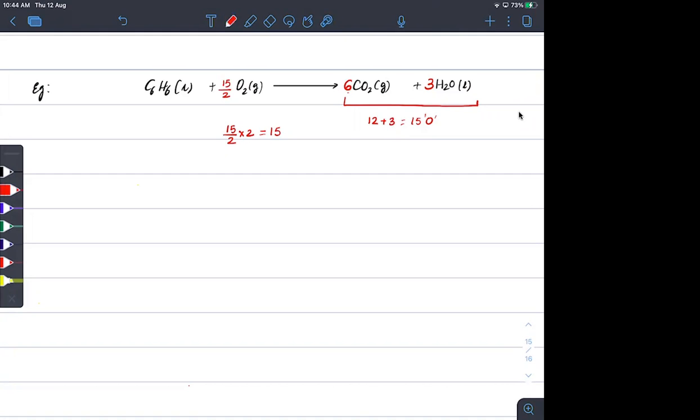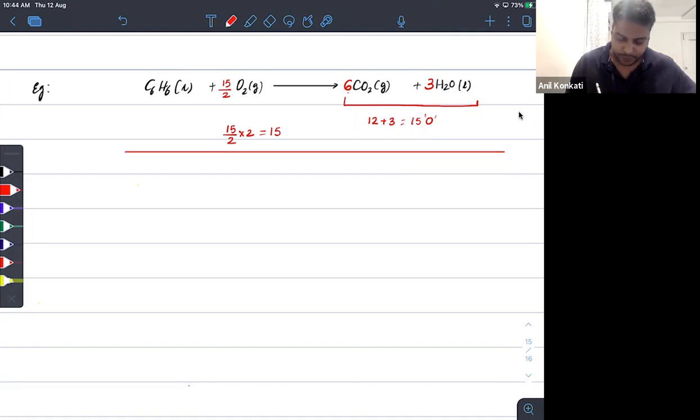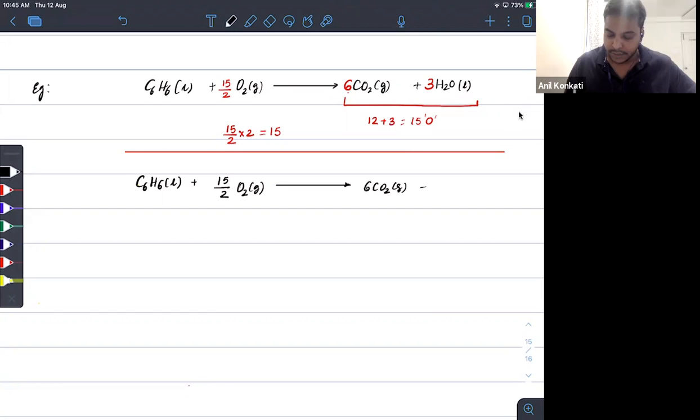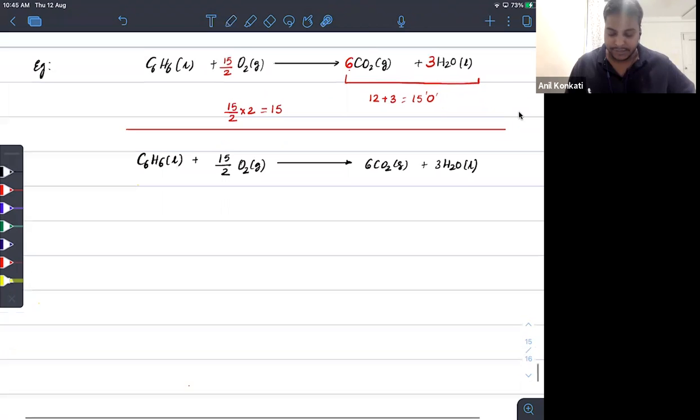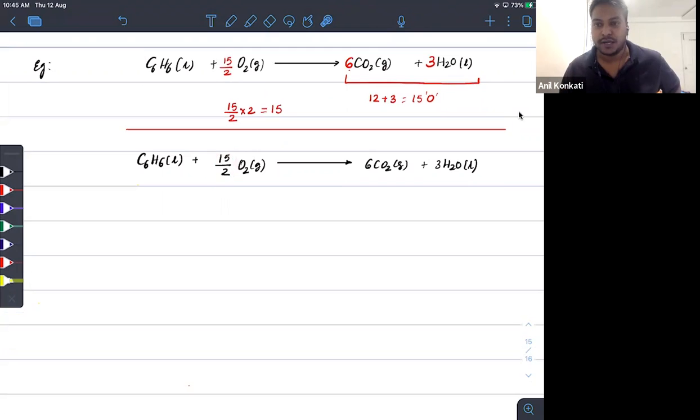Yeah. Now, if you add all of it, how does it look like? C6H6 liquid plus 15 by 2 O2 gas is giving 6 CO2 gas plus 3 H2O liquid. To make it in simple numbers, ये एक fractional number है ना? So we do not want, let's say, fraction नहीं चाहिए मुझे. So what would I do here? I will multiply this number throughout the reaction.